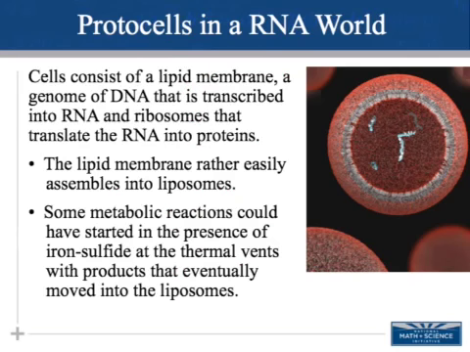So in an RNA world, protocells that existed in an RNA world would have consisted of the lipid membrane, possibly a genome of DNA that had been transcribed into RNA, ribosomes that could make that RNA into a protein. Okay, so the lipid membrane pretty easily forms, especially if it's in water. The metabolic reactions that could have occurred in that iron sulfide hypothesis could have eventually made these products that are inside.